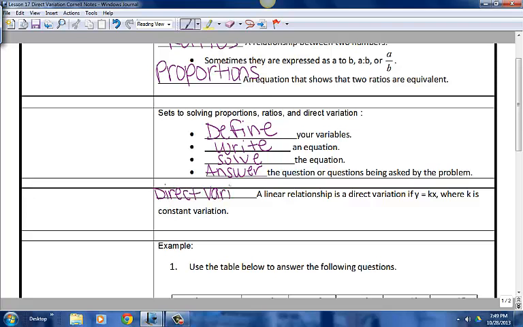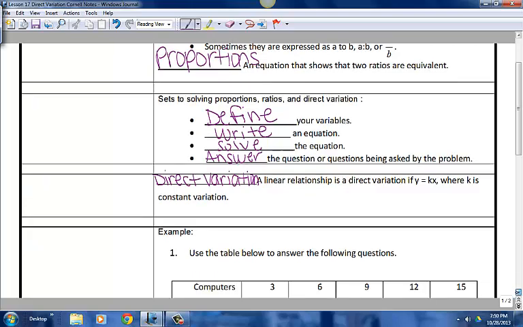So this last one is direct variation. A linear relationship is a direct variation if y equals k times x, where k is the constant of variation. So let's look at some examples.